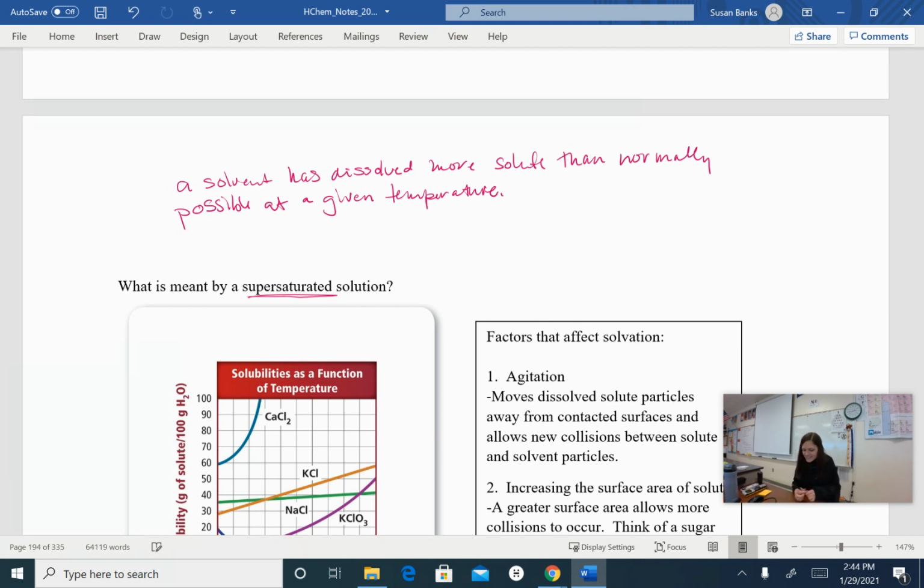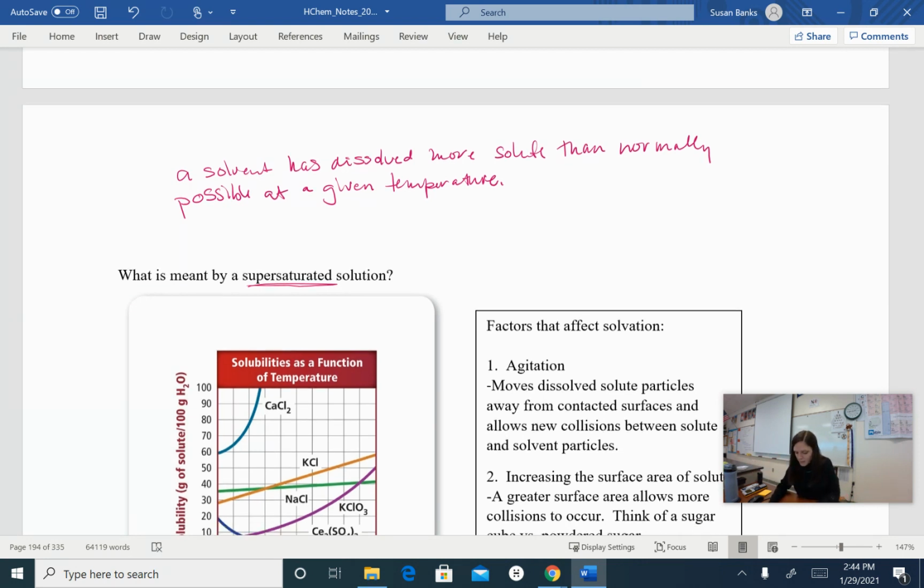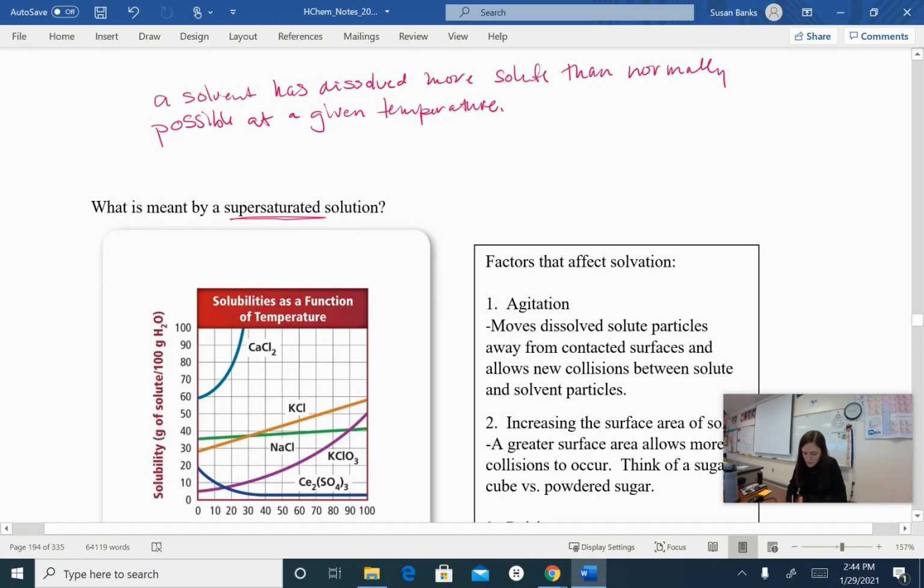Now, you're like, how can I get more solute than normally possible at a given temperature? Let's explain this. If we look at solubilities as a function of temperature, notice that pretty much everything becomes a little bit more soluble, except for rare things like this cerium sulfate. Everything becomes more soluble when the water is warm. So this is how I could make a supersaturated solution. What if I took a solution and I heated it up and I put as much solute as possible at the high temperature, and I slowly and carefully brought that solution back down to normal temperature without disturbing it?